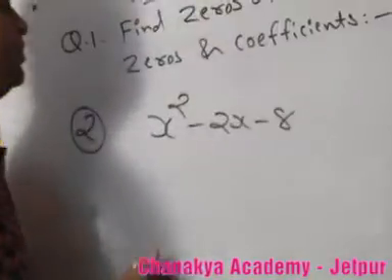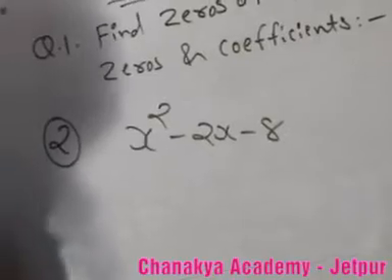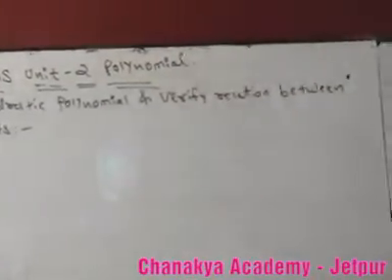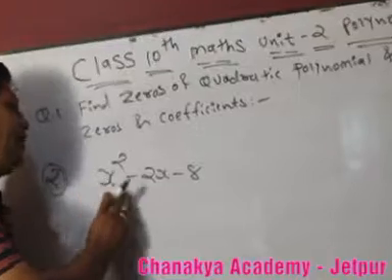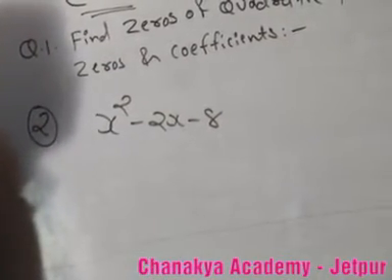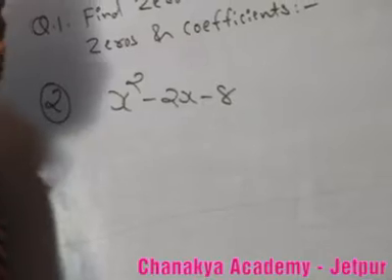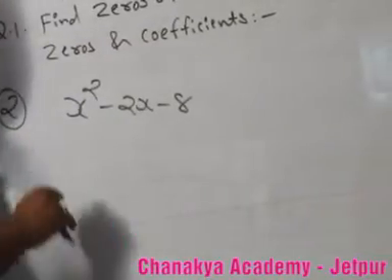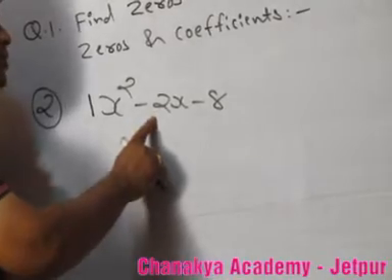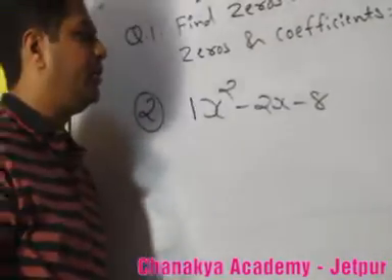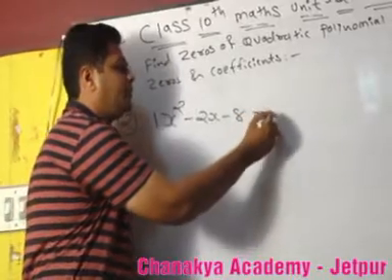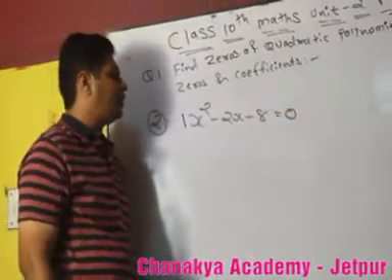Our next question is again the same question. We are repeating: find zeros of quadratic polynomial and verify the relation between zeros and coefficient. Question number 2, x square minus 2x minus 8. Now, first of all, in order to find zeros we have to factorize it very carefully. Here coefficient of x square is 1, coefficient of x is minus 2 and minus 8 is a constant. First of all we have to compare x square minus 2x minus 8 with 0. Now we have to find sum and product.